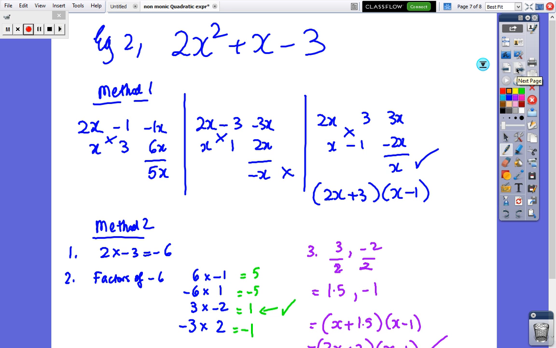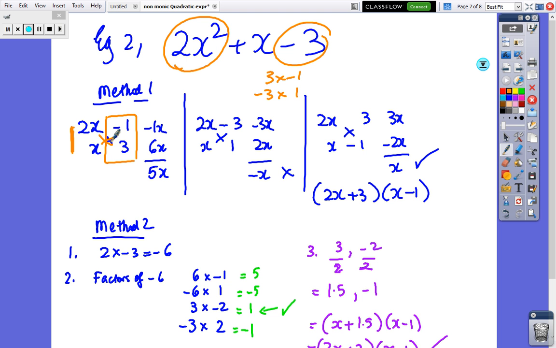So method 1, 2x squared is 2x and x. That's the easy part. But minus 3 could be 3 times minus 1, minus 3 times positive 1. So it doesn't matter which you try. So I've tried the minus 1 and 3 first.